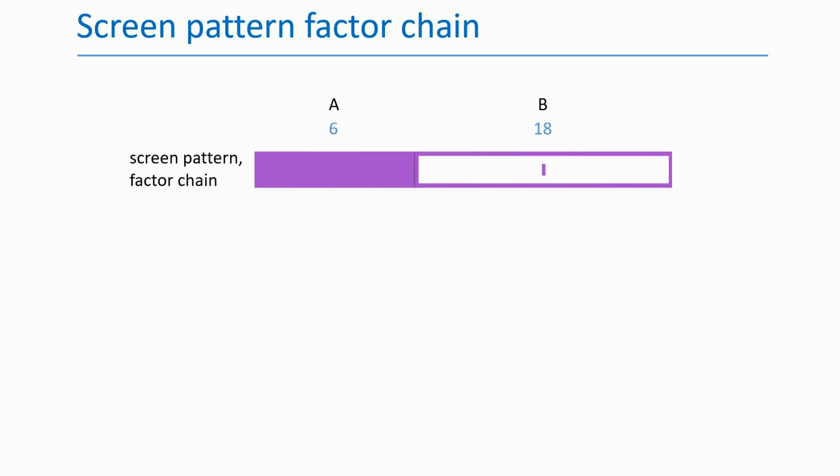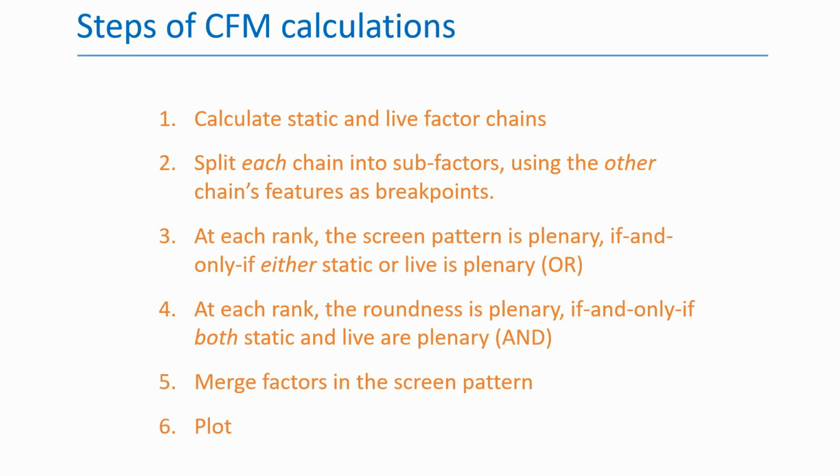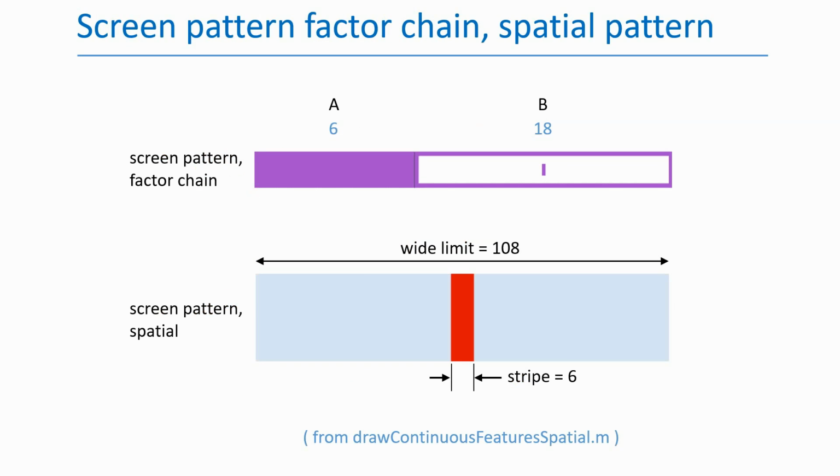The reason for merging is to prepare for plotting the result. The plotting function is part of the companion code. It expects the factor chain to match a certain format. For the beam, it expects two factors, a plenary and a singular. This brings us to the final step, which is to plot. We plot using the function drawContinuousFeaturesSpatial.m, which is provided in the companion code.